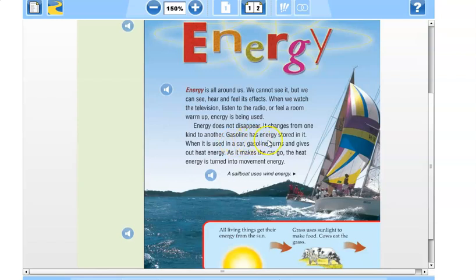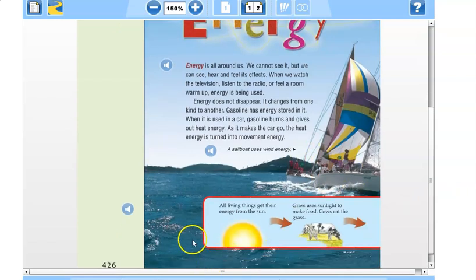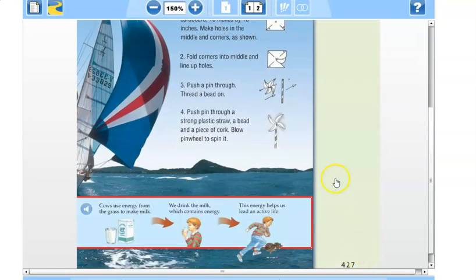So gasoline has energy stored in it. When it's used in a car, gasoline burns and gives out heat energy. As it makes the car go, the heat energy is turned into movement energy. So we're going to look down at the bottom. Actually, let's turn the page. We'll go back to our flow chart.